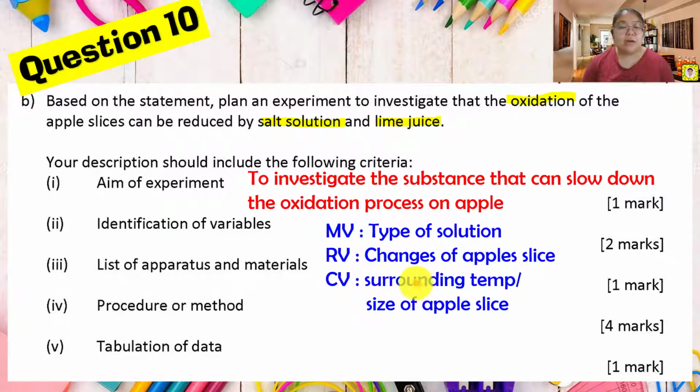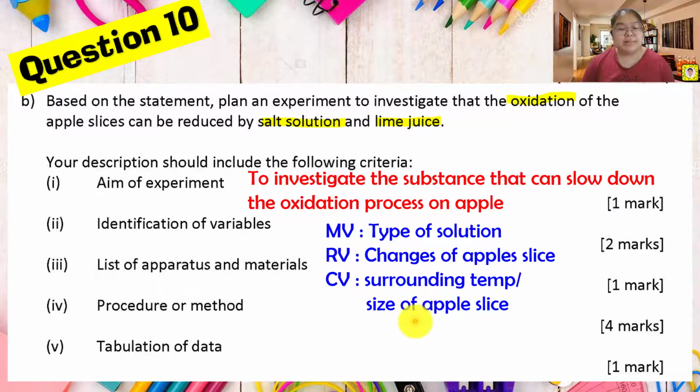First one, surrounding temperature. Maybe the temperature becomes low, cool. For example, you put the apple inside the fridge, they will be different. They do not change the oxidation. So from here, the surrounding temperature must be constant.